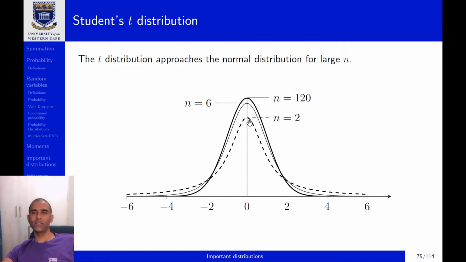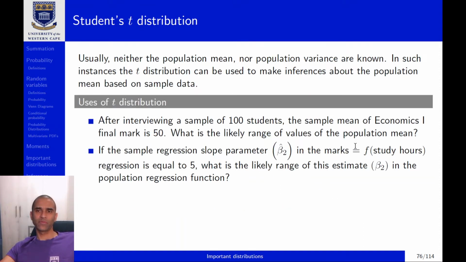Also, notice how quickly the distribution seems to converge to the normal distribution as n increases. In fact, there's a general rule of thumb that for sample sizes exceeding 30, the t distribution well approximates the normal distribution. Now, the t distribution is especially useful for making inferences about the population mean when we do not know the value of either the population mean or the population variance.